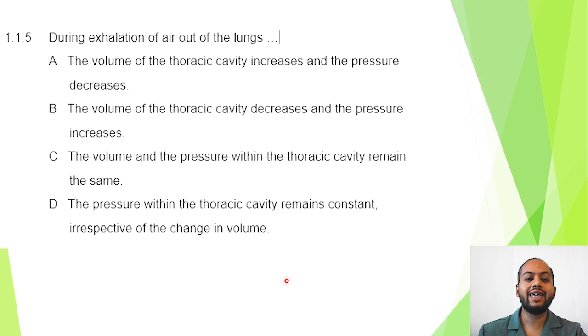Option A, during exhalation of air out of the lungs, the volume of the thoracic cavity increases and pressure decreases. That's incorrect because the volume of the thoracic cavity increases in inhalation. Option B, the volume of the thoracic cavity decreases and pressure increases. That could possibly be correct. Option C, the volume and the pressure within the thoracic cavity remains the same. It does not remain the same in inhalation, neither does it remain the same in exhalation. Option D, the pressure within the thoracic cavity remains constant irrespective of the change in volume. Therefore, the correct option is B.